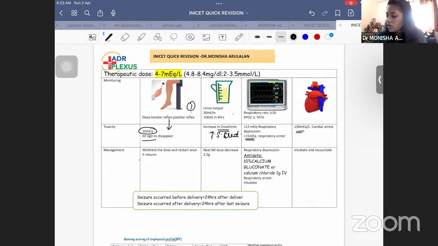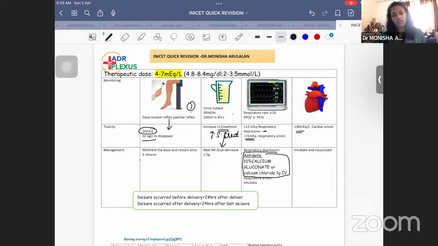Talking about the creatinine levels, if you see rising creatinine levels, decrease the next IM dose by 2.5 grams. If there is respiratory depression, there is an antidote. See, this is again a question. There are two antidotes that can be used: one is 10% calcium gluconate, or calcium chloride 1 gram IV. If there is a respiratory arrest, you definitely have to intubate. Cardiac arrest, intubate and resuscitate.